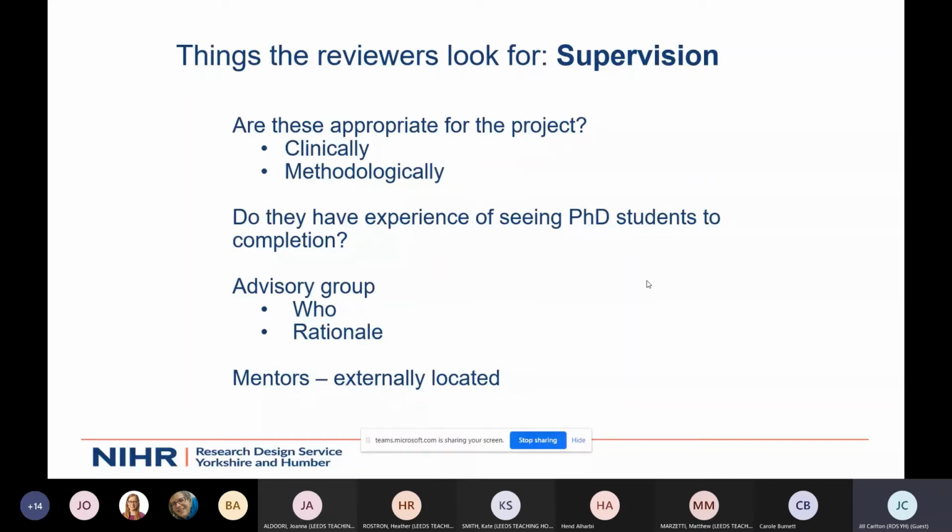They want you to spread your wings a little bit, to move away from your groups, and they really do prefer that your mentors are externally located, just because you're getting that wider viewpoint and that wider perspective. But it also gives you the opportunity to develop wider networks and collaborative networks as well. So there's a lot of benefits to it, obviously.